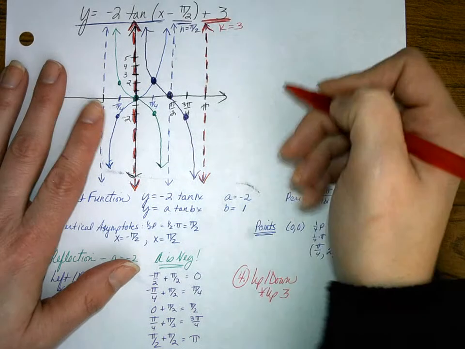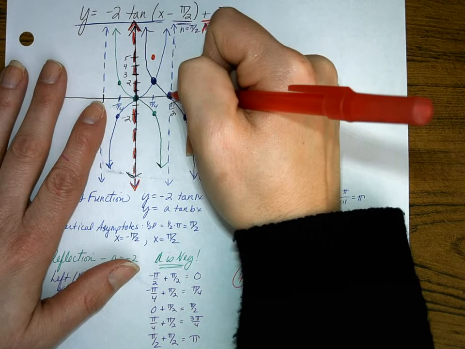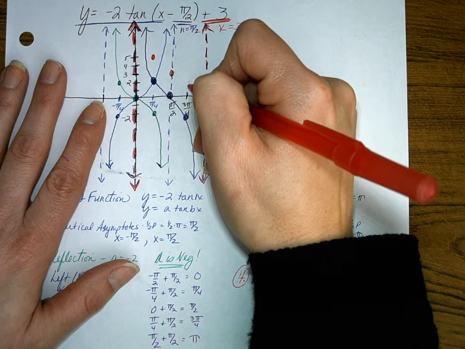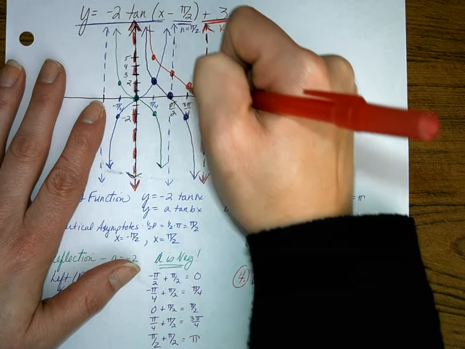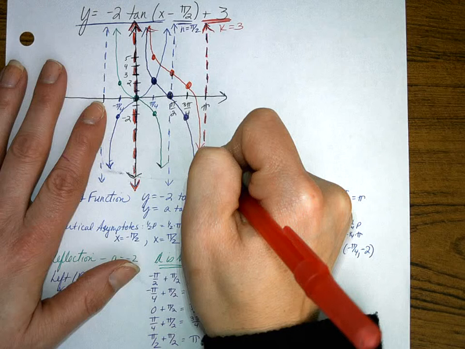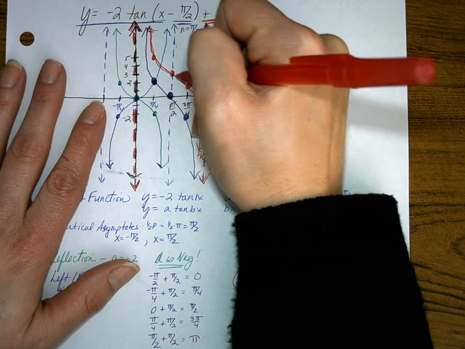All right, so up 3 with my point here, up 3 with my point here, up 3 with my point here, and there's my tangent snake curve right there. And I always like to mark final by it so that I know that that's my final graph, the one in the red. Colors really help.